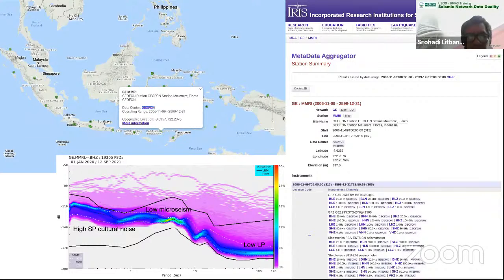Okay. Is it possible something is wrong? No, I don't think so. I think it's just, it looks pretty normal. Just a little lower than I would expect. I don't think there's a problem with it. Let's go to the next one.